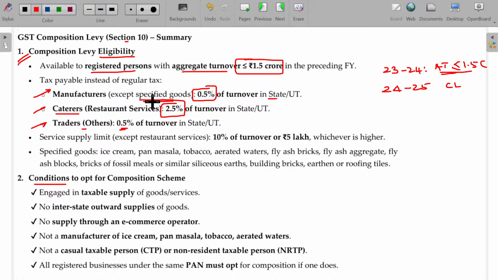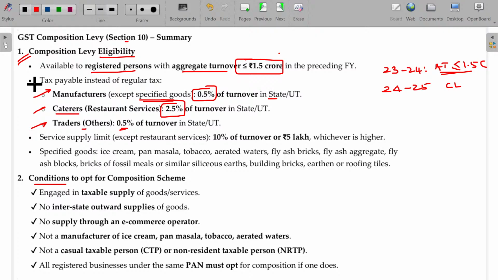Means the caterer supplying the goods in a year less than 1.5 crores, 150 lakhs. Okay. If his turnover is more than 1.5 crores, naturally what happens? This 2.5, 2.5 will not be applicable. Regular tax will be applicable. 18% will be applicable. You understand?